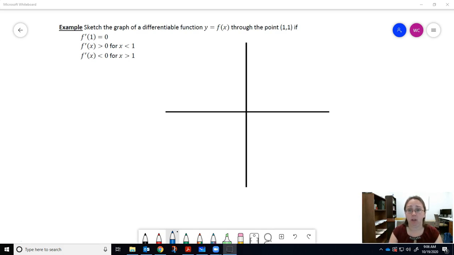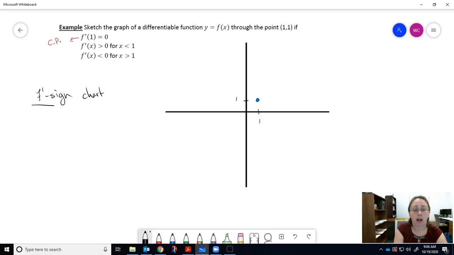Let's start off with an easy step. We're going through this point (1, 1), so let's mark our point. So x is 1, y is 1, and we have a point right there. Now, all of this derivative information, we have to do a little bit of understanding to figure out what's going on here. What does it mean if your first derivative equals 0 at a particular point? We've talked about this. This is a critical point, which means we can create a first derivative sign chart for that critical point. And if they give us enough information, maybe we can categorize that point.